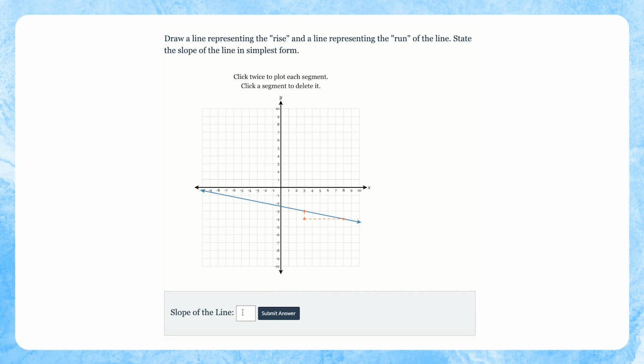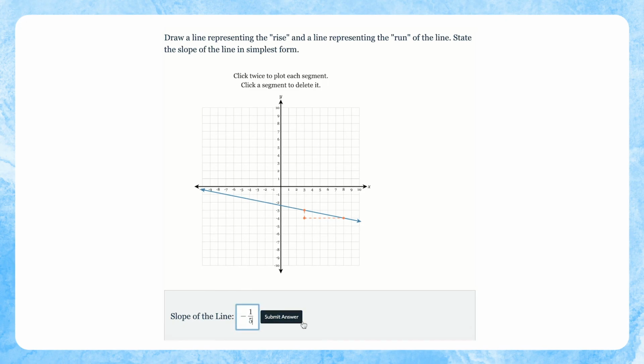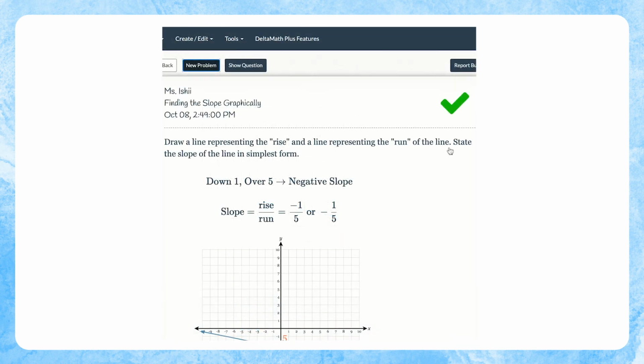And here I'm going to put in the slope. So I'm going to count. I went down 1 and right 5, which is negative 1 over 5. Submit my answer and look here, I'm correct.